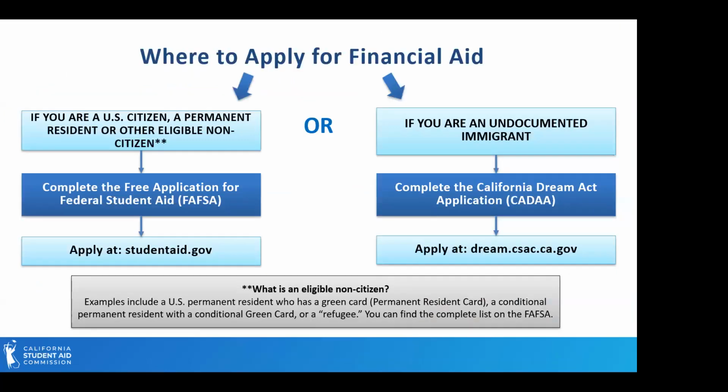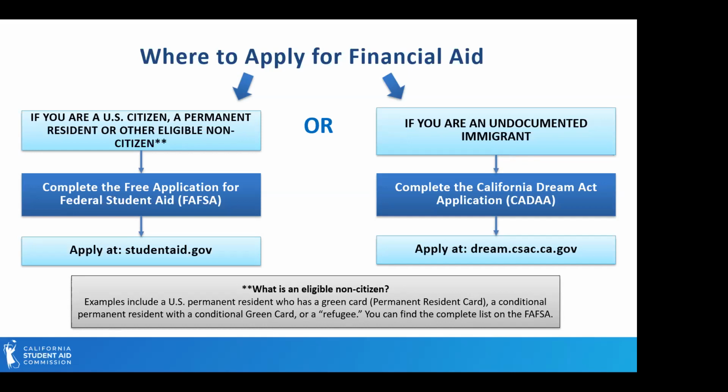So it all begins with which application should you complete? And this is dependent on your citizenship status. So if you are a US citizen or a permanent resident or eligible non-citizen, you will be eligible to complete the FAFSA, which can be found at studentaid.gov.